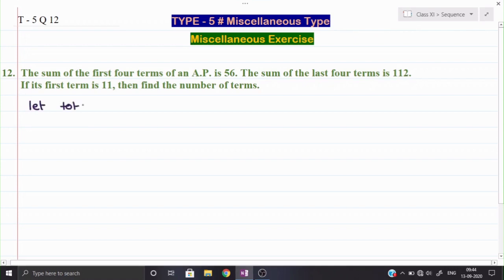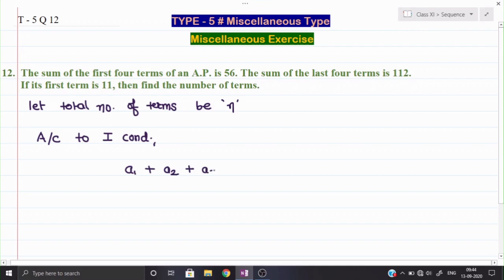So first we shall say, let the total number of terms be n. This is the first thing I am going to suppose. Okay. Now, according to the first condition, A1 plus A2 plus A3 plus A4 will be equal to 56. Sum of four terms.